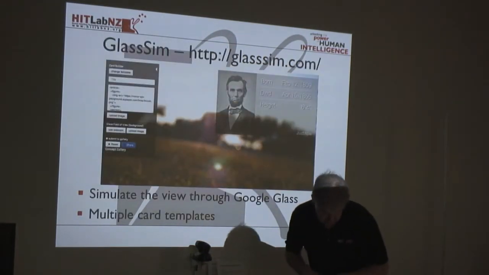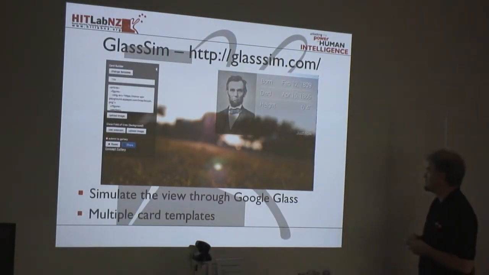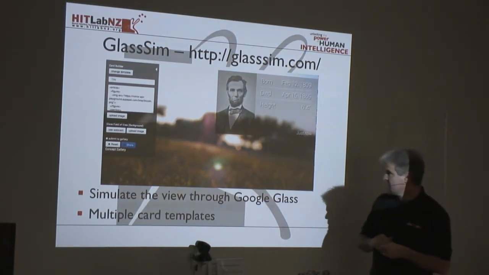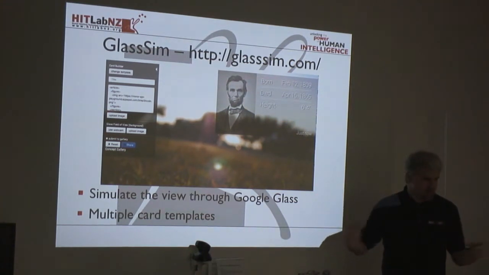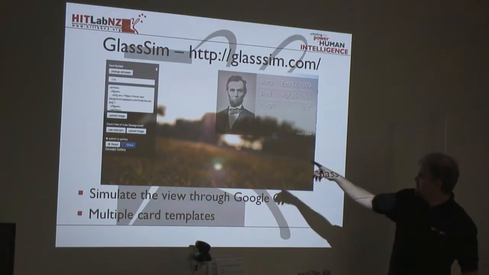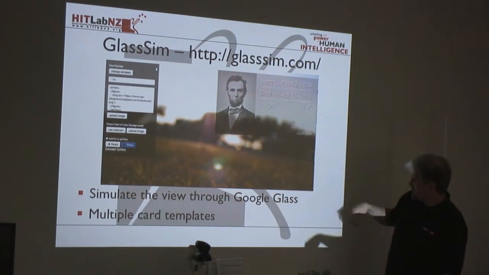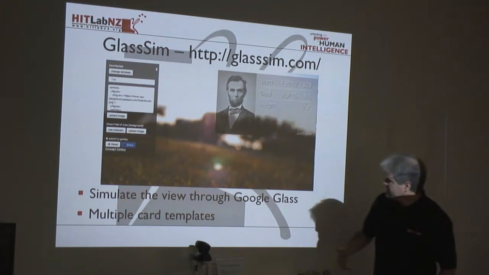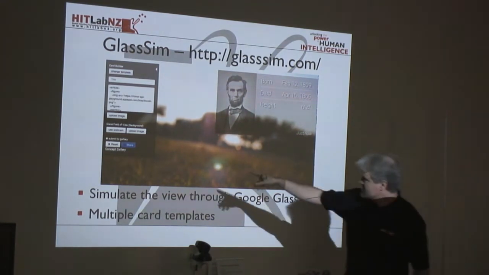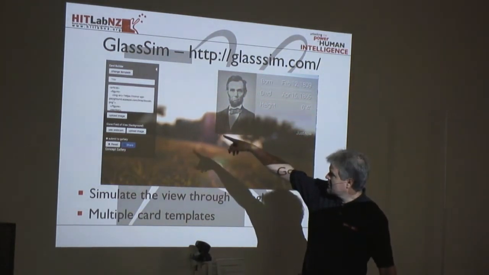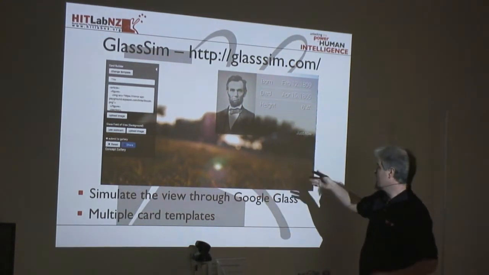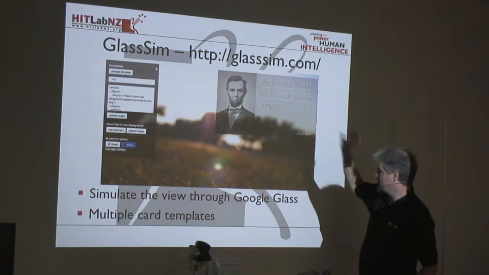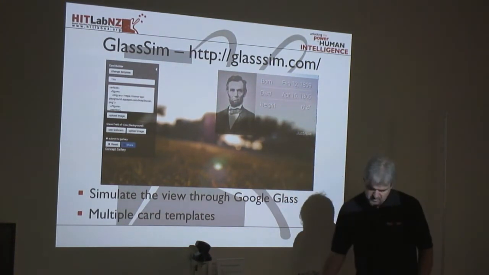So one of the first tools that's really useful is called GlassSim. GlassSim is a website that simulates the view through Google Glass. So for example, if you want to build a storyboard, you could go to this website, generate multiple screens, and then show what it looks like through Glass. They have multiple different card templates, and I'll show you that in a minute. And then you basically put HTML code in the card builder template, and it immediately generates what it looks like on Glass, with a Glass view where the Glass UI is at the top right-hand corner, and everything else is down the bottom here.